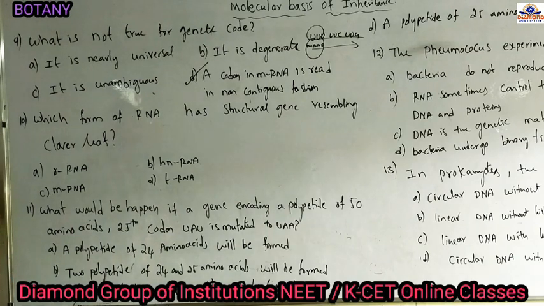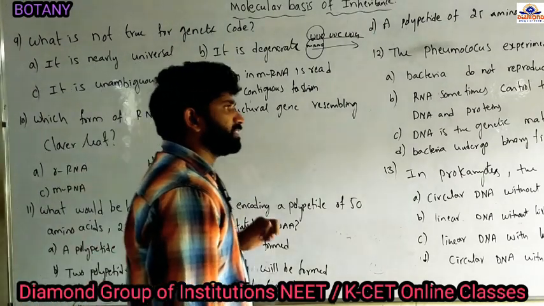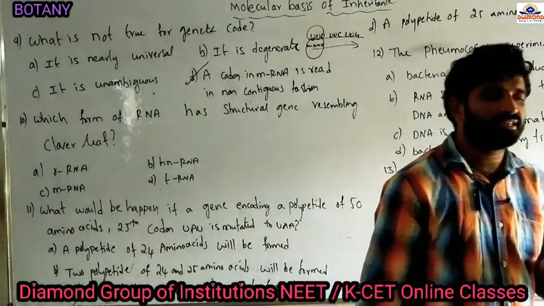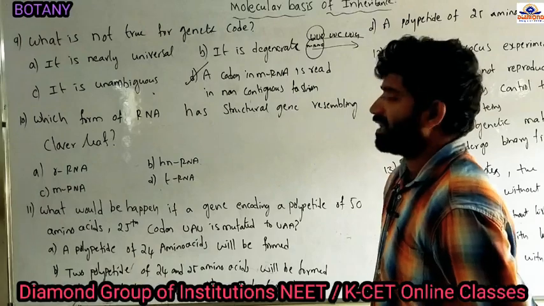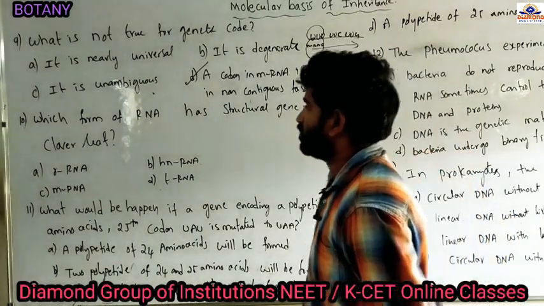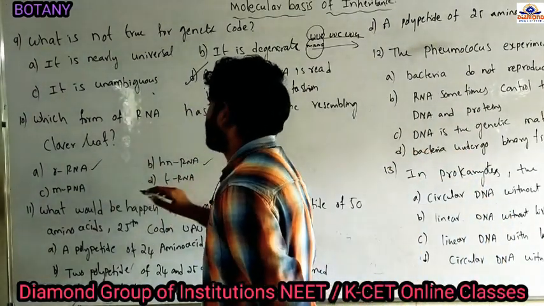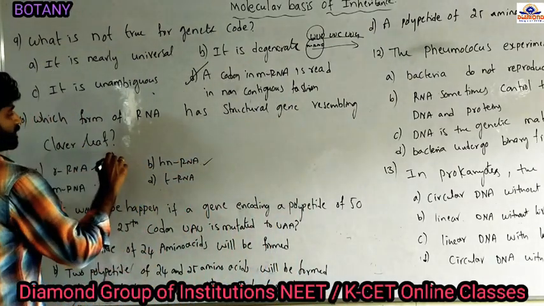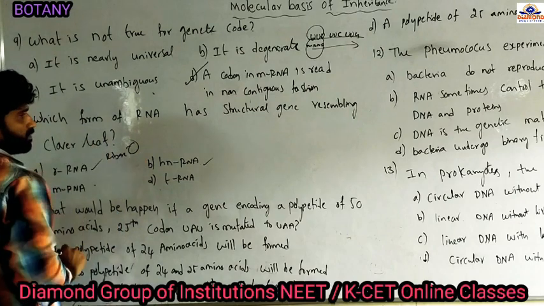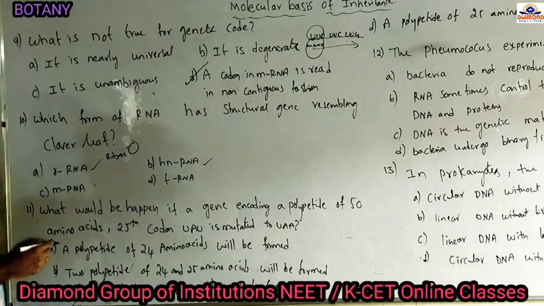And next question, which form of RNA has a structure resembling the clover leaf model? Out of the different types of RNAs, which RNA do we call the clover leaf model? The options are rRNA, hnRNA, mRNA, and tRNA. rRNA is ribosomal RNA, which has small subunits and spherical shaped structures.